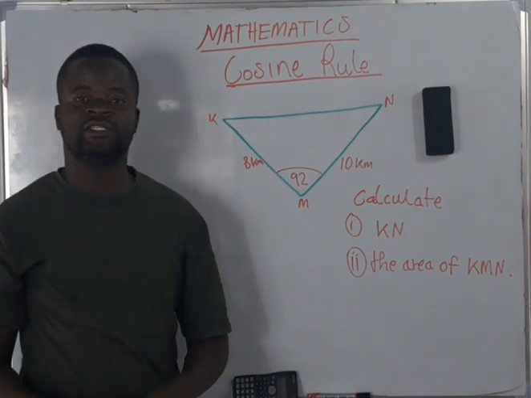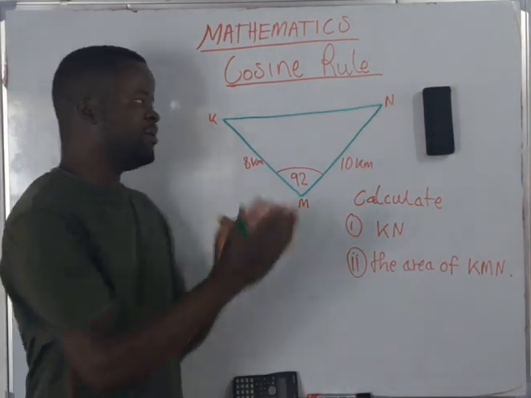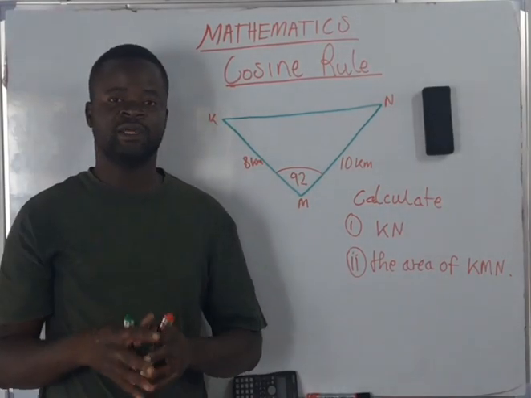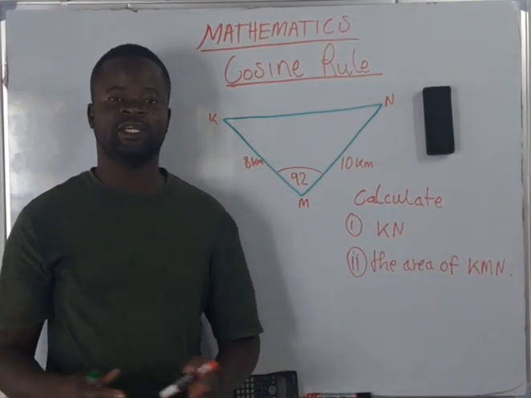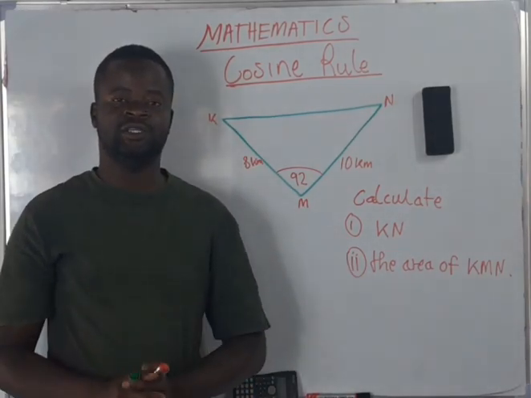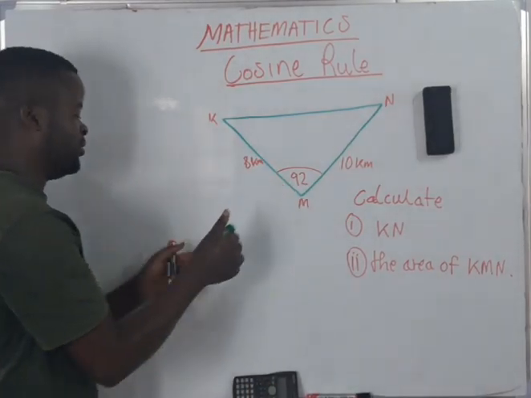For us to find distance KN, we need to state the cosine rule formula based on this triangle that we've been given. Remember, the golden rule is that the cosine rule is only applied when you are dealing with a non-right angled triangle. So let's go.